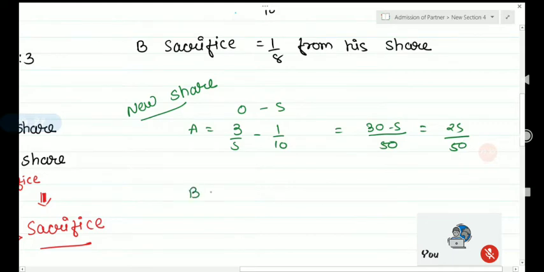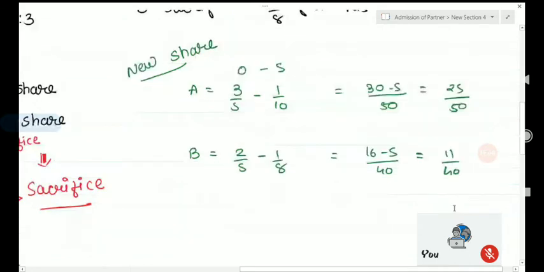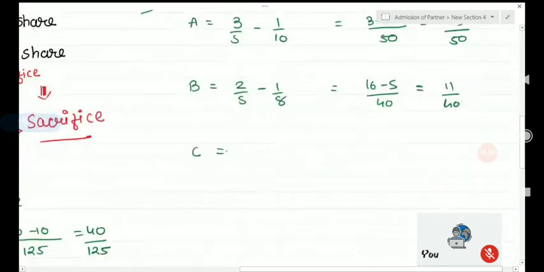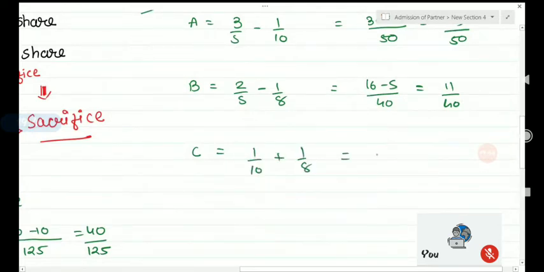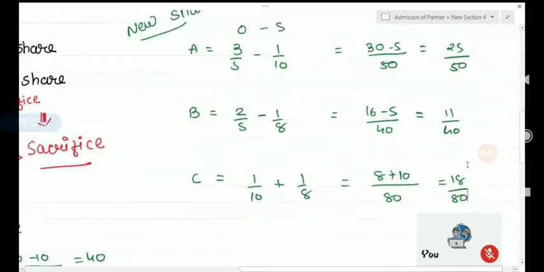Let's calculate share of B. That is going to be 2/5 minus 1/8. So 8 5s are 40, 8 2s are 16 minus 5, so it will be 11/40. And share of C, that is going to be 1/10 plus 1/8. So let's make it 80. 8 plus 10, so 18/80. So here is the method that how you can calculate new share.